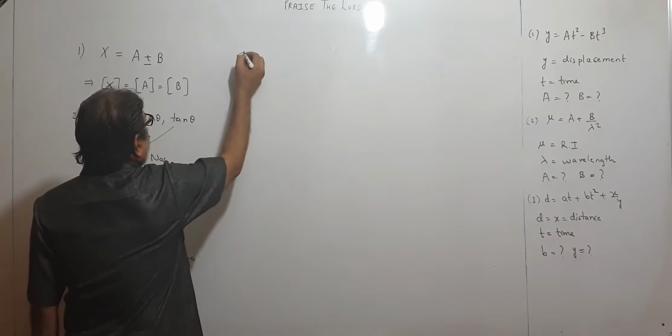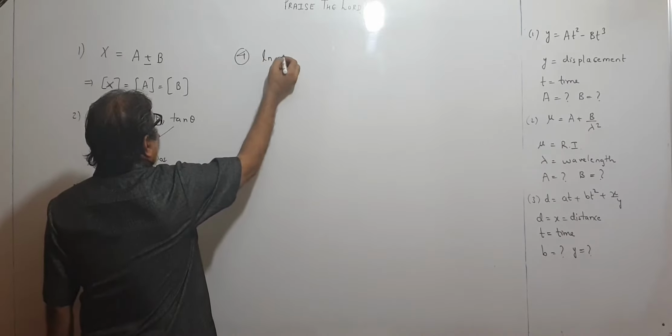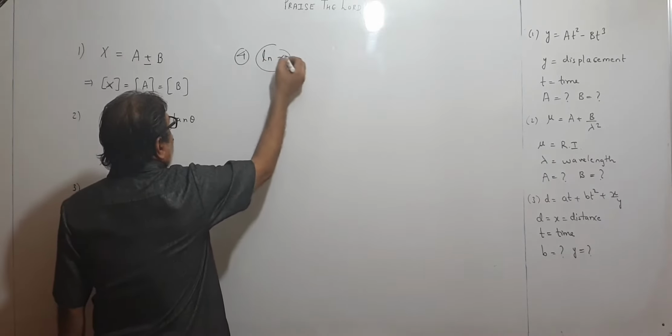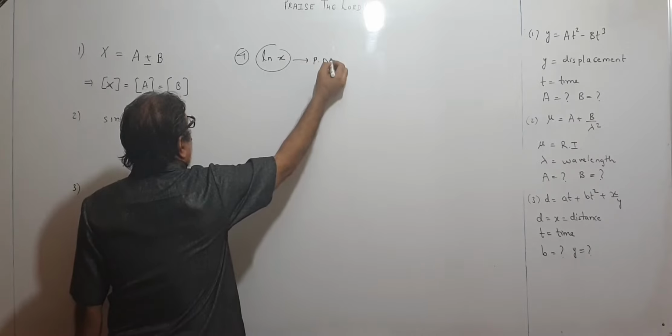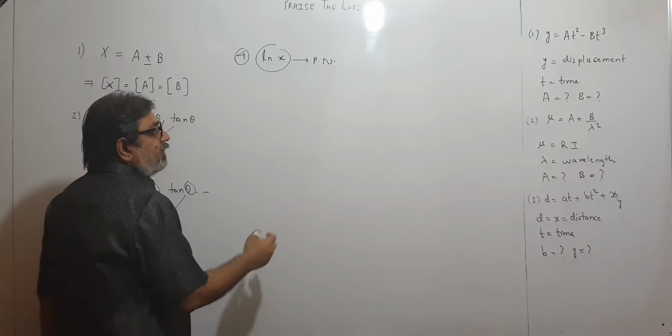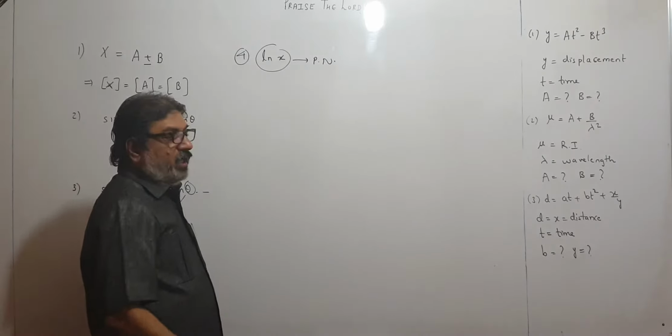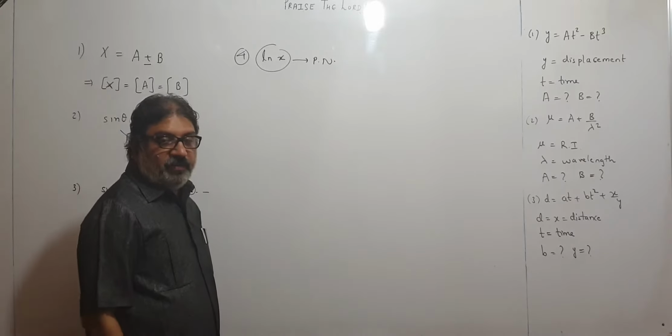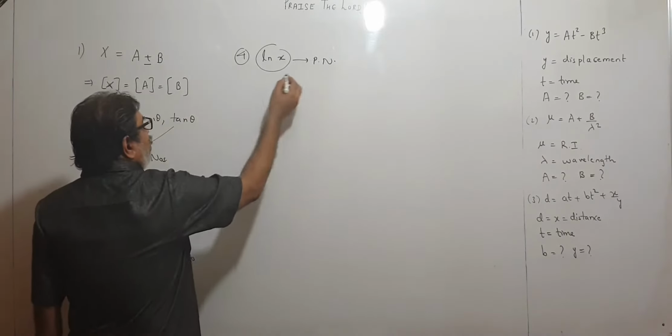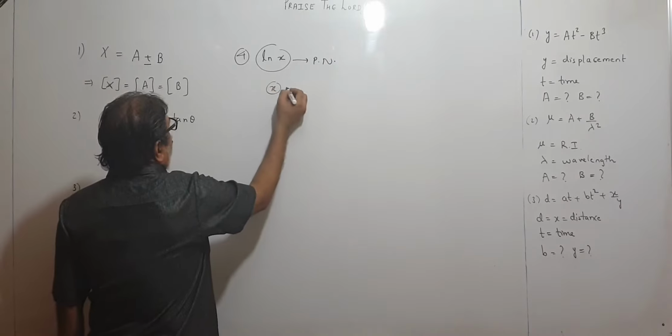Then about log x, ln x, you know, this full thing will be a pure number. Pn means pure number. I am not writing in full. Pn means pure number. It will have no units, no dimensions. So log x will be a pure number and x also will be a pure number.